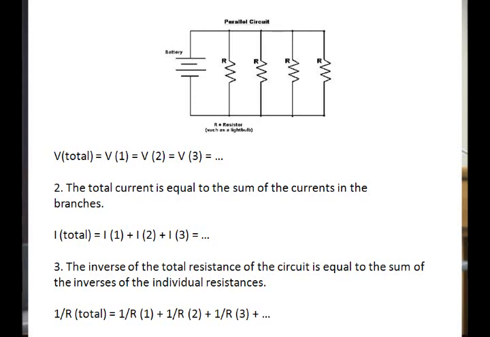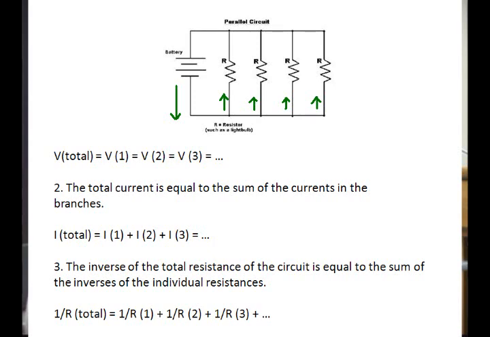But the current divides. Because what happens is, here's a negative, so the electrons leave and they go down to this bottom conductor here. Some go this way, some go this way, some go that way, and some go that way. And then they all combine again and return back to the source of supply. Okay? So, the voltage is the same throughout the whole circuit. The total amount of amperage, current, is equivalent to this amperage plus that one, plus that one, plus that one. Okay? So, all the individual amperages have to add up to make the total amperage.